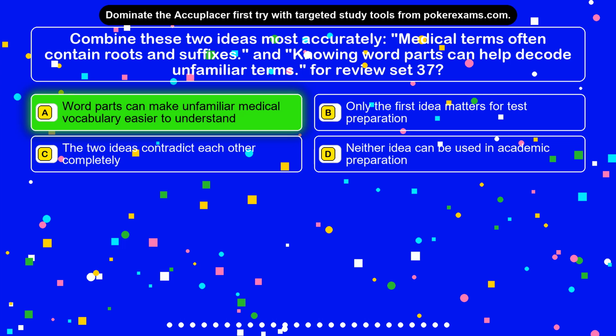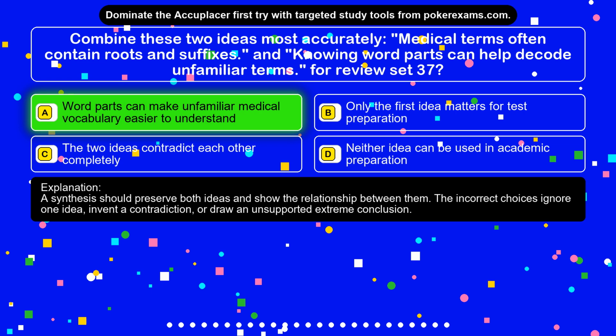The correct answer is option A. Word parts can make unfamiliar medical vocabulary easier to understand. A synthesis should preserve both ideas and show the relationship between them. The incorrect choices ignore one idea, invent a contradiction, or draw an unsupported extreme conclusion.